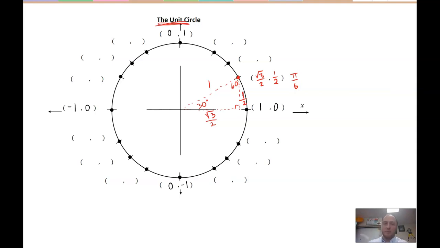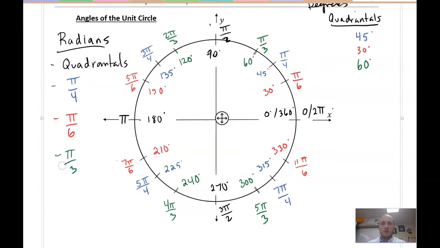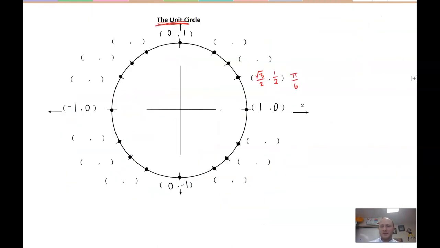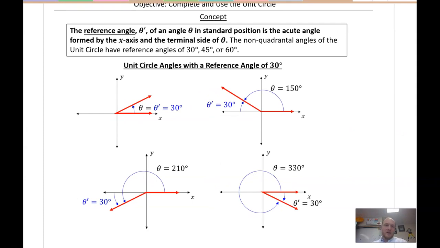Now, what I want to talk about is all of the other pi over 6 angles, because if we go back to our unit circle, which we made in the last one, you'll notice that I have a pi over 6 angle here, a pi over 6 angle here, and a pi over 6 angle here. They all have a denominator of pi over 6. Is there any connection? Oh yes, there is. They are what is called reference angles. So here's a reference angle, and it's called theta prime. Of an angle theta in standard position is the acute angle formed by the x-axis and the terminal side of theta. That's very, very important. That's what a reference angle is, formed with the x-axis and the terminal side of theta.